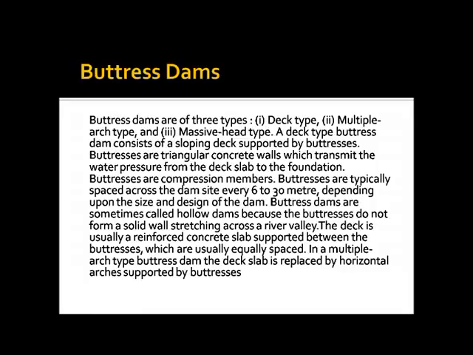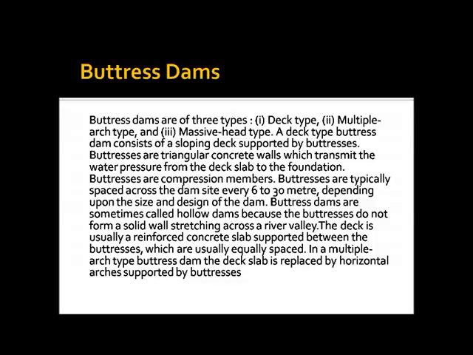Buttress dams. Now, buttress dams are of three types: the deck type, the multiple arch type, and the massive head type. Now, the thing about buttress dams is they have decks. The pressure of the water is sent down to the foundation from the deck. That is, the pressure which is applied on the deck is sent down to the foundation. So that's basically the design of the buttress dam. These decks are usually made out of concrete, and are supported between the buttresses.